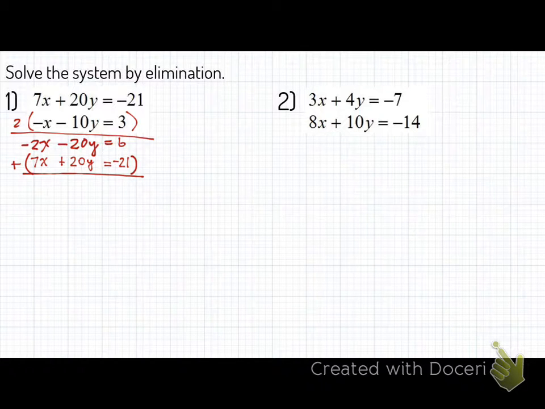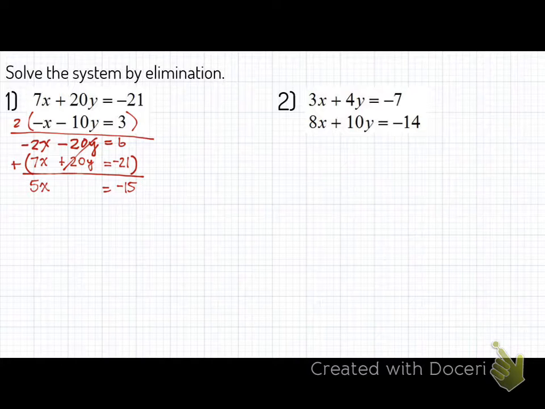So what's negative 2x plus 7x? 5x, okay? And then the negative 20y plus 20y becomes canceled out or eliminates. Bring down the equal sign. 6 plus negative 21 is negative 15. Now I'm going to just solve. We have 5x is equal to negative 15.